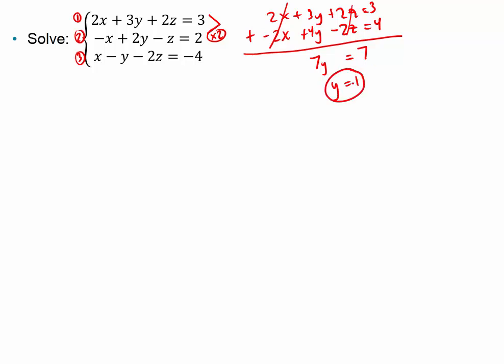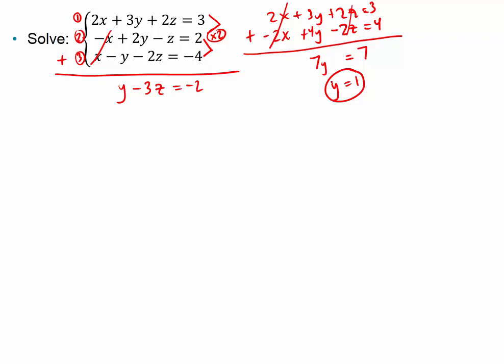Before we can do anything with that, though, we'll have to make our other combination here to drop the x's out as well. So I'm going to combine these two guys, equations 2 and 3 as is. So we're adding those guys together as they are. X's drop out. I get y, and then negative z minus 2z would be negative 3z is equal to 2 minus 4, so negative 2.